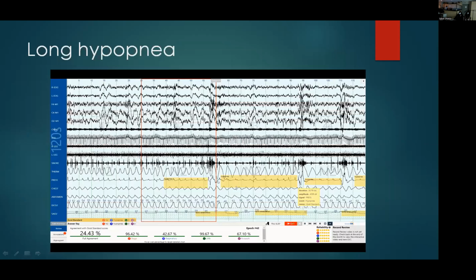And another thing is a very long hypopnea. So we wonder whether kids can have, or whether we can score a hypopnea this long. Yes, we can score it here in kids. There's a long hypopnea as well. It's more than 30 seconds here. So we still score this event as a hypopnea when it meets the criteria.